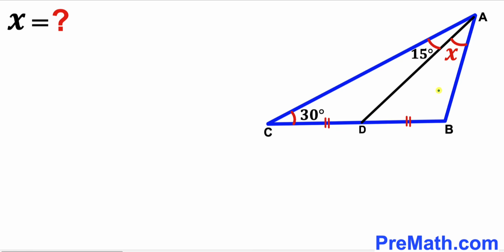Welcome to PreMath. In this video, we have this blue triangle ABC along with this median AD, as you can see in the given diagram, such that segment CD equals segment BD. The angle ACD is 30 degrees, whereas angle DAC is 15 degrees.